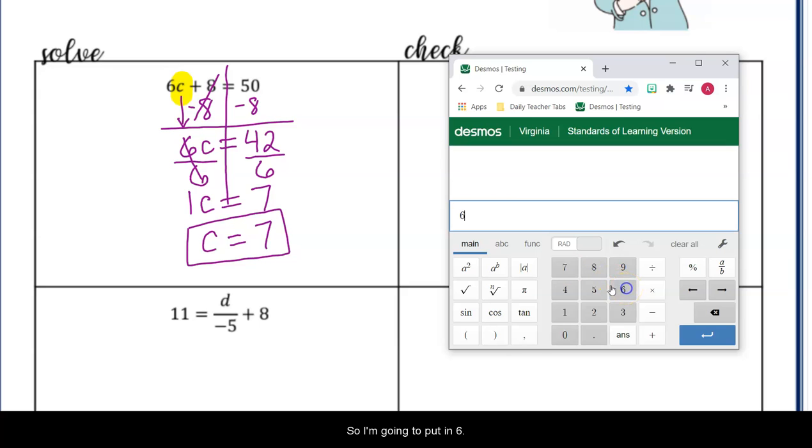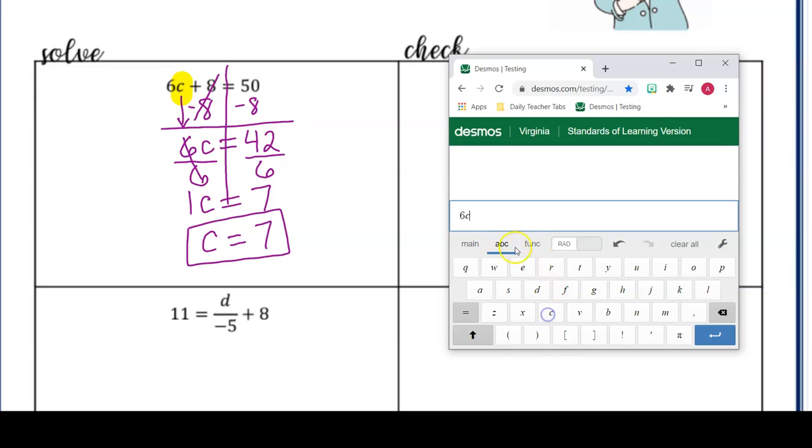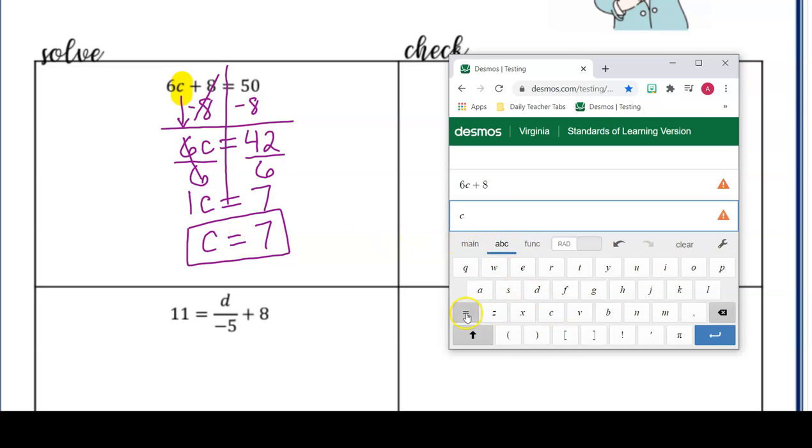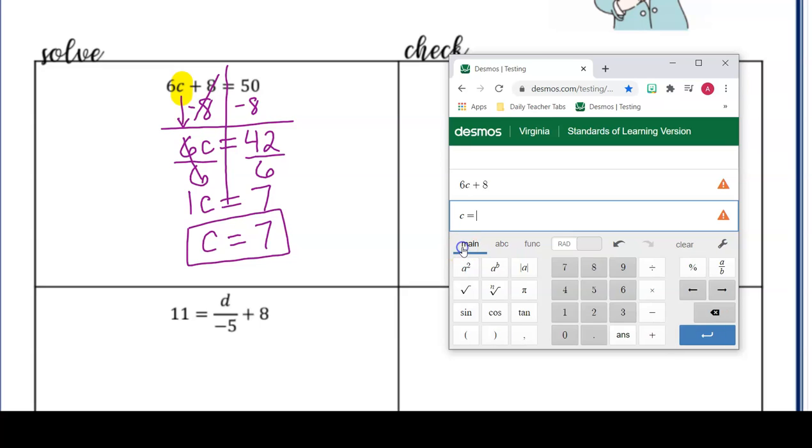So I'm going to put in 6c plus 8, okay? I'm just putting in this part of the expression, or of the equation. I'm not going to put in equals 50. I want to know if what I did by getting c equals 7 will give me 50, because if it does, I know I'm correct. So I'm going to go to my next line, and I'm going to tell Desmos, check for 7. So I'm going to put in c equals 7.